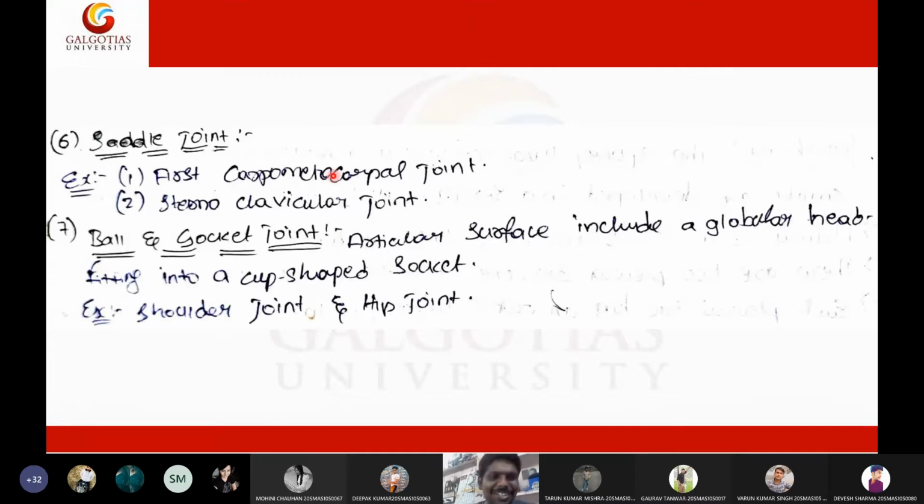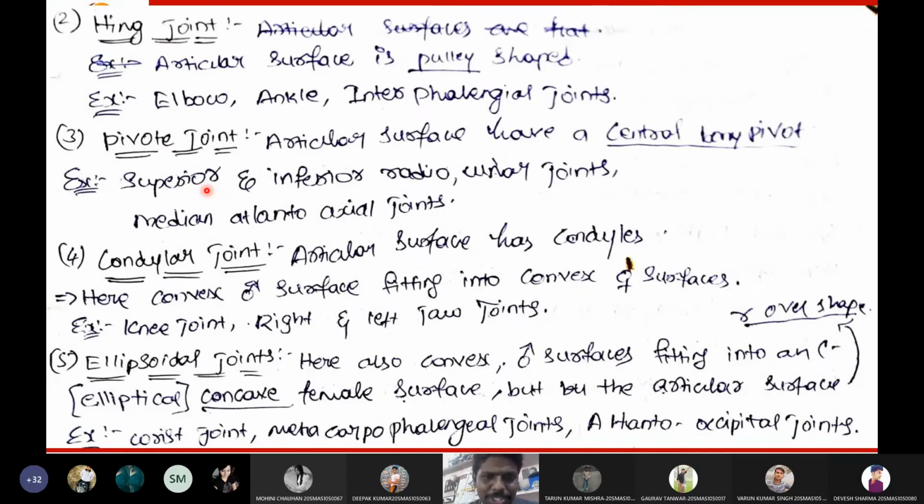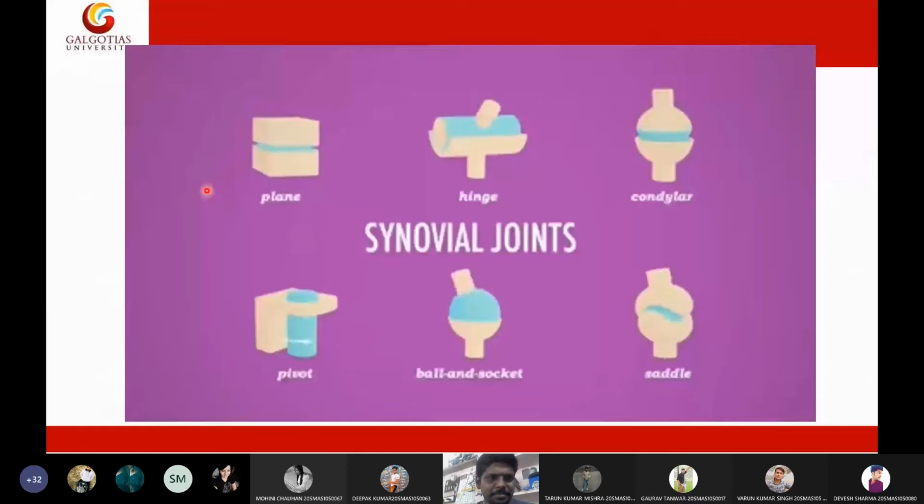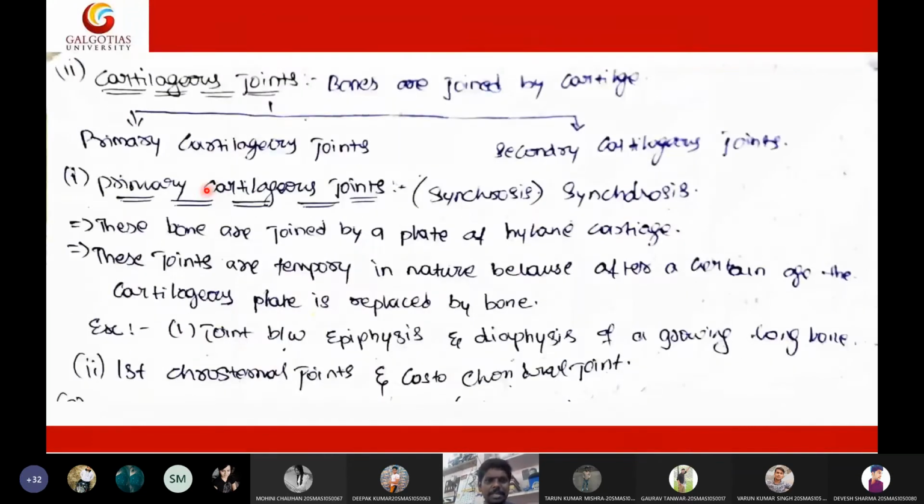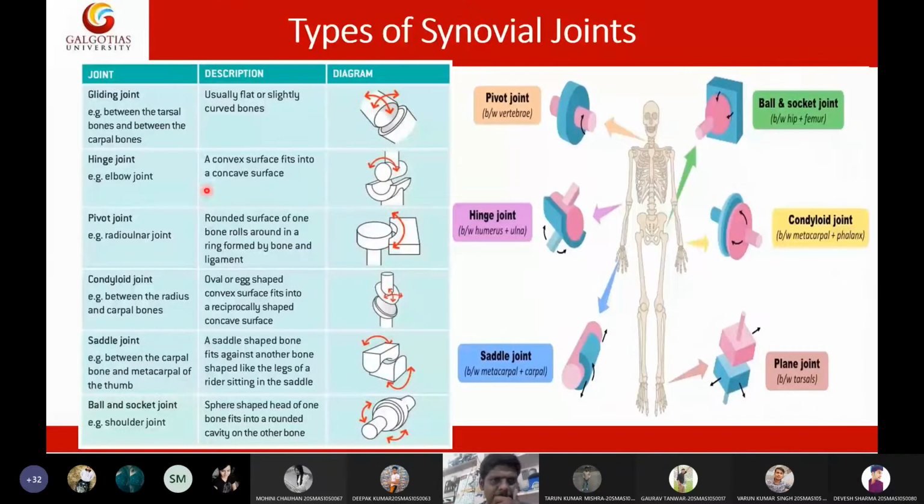Next is the saddle joint, students. Saddle joint means, how can I say, let me show you a picture here. Saddle joint. So here, carpal and metacarpal of the thumb. This is a joint which is present between the wrist and the carpal bone, students. So between the wrist and the carpal, you will see a joint called the saddle joint. Okay, so the saddle joint is present in the carpal and metacarpal of the hands and legs.